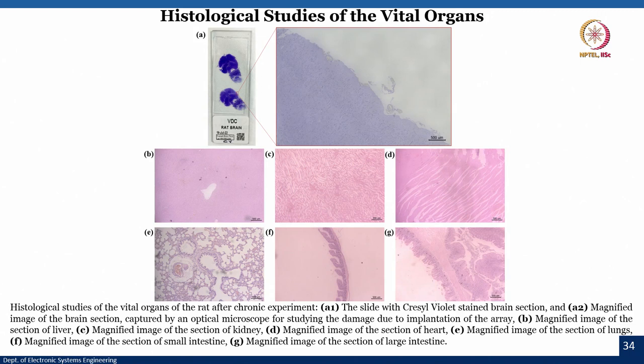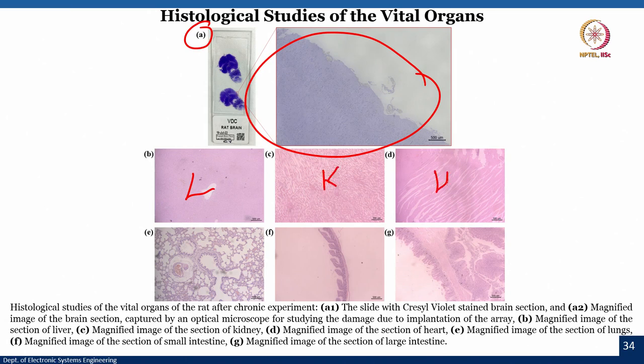Now, these are the histology images from the rat's brain, and some of the vital organs of the rat after chronic experiments. The slide with crystal violet stained brain section is shown in A1, which is your A here. Then the magnified image of the brain section captured by optical microscope for studying the tissue damage is shown here. Then we have a magnified image of the section of liver, then kidney, then heart, then lungs, small intestine, large intestine. So, these are some of the histology images from the organs.